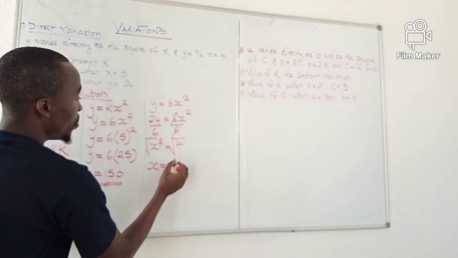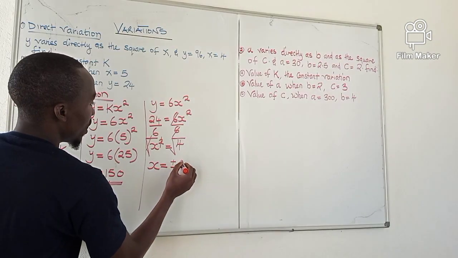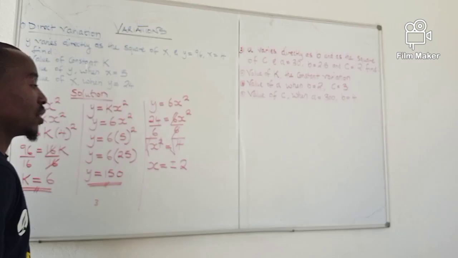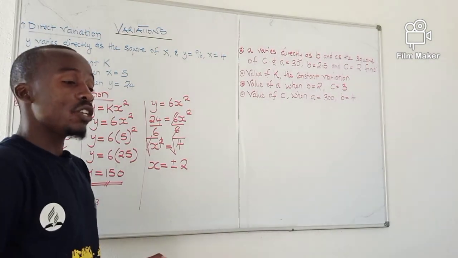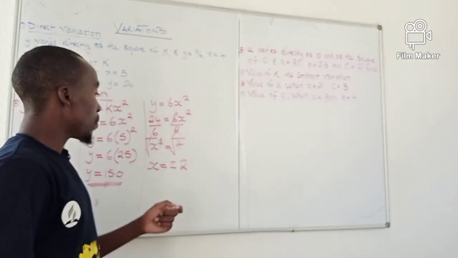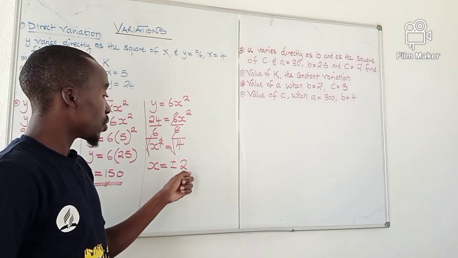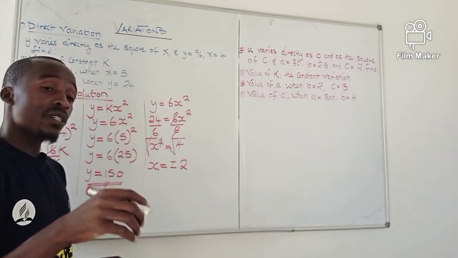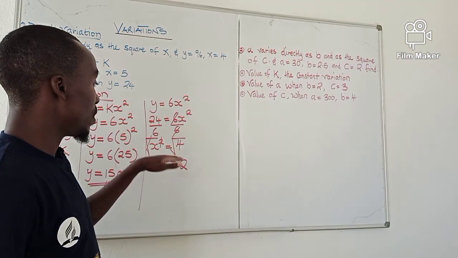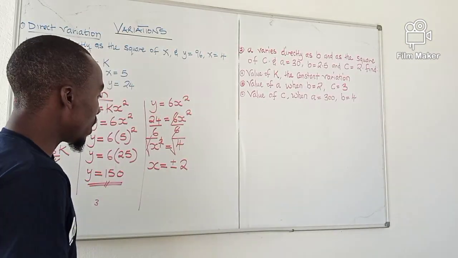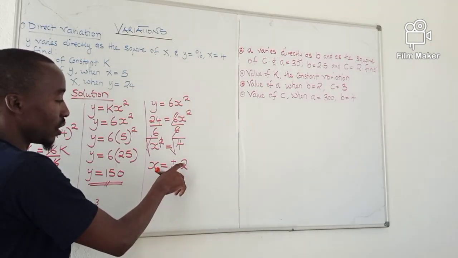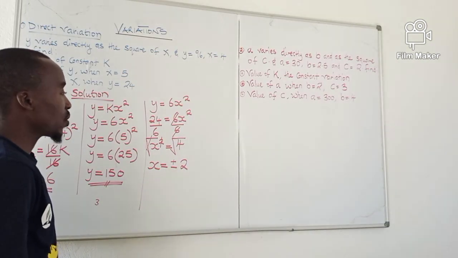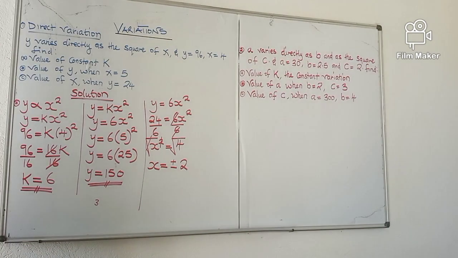Now, this 2 will be either a positive or negative 2. Because negative 2 times negative 2 will give us positive 4. Positive 2 times positive 2 will still give us positive 4. No wonder we are saying the answer will be negative or positive 2. Okay, so that is how you work it out.